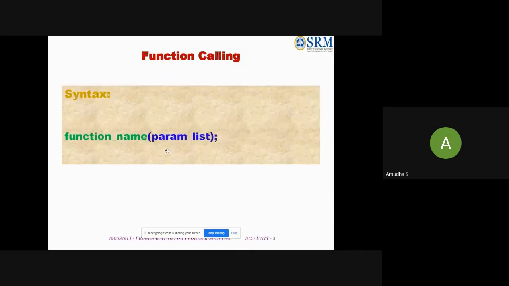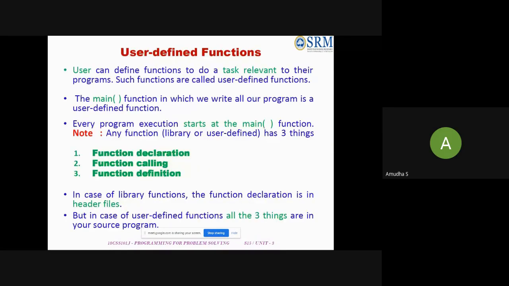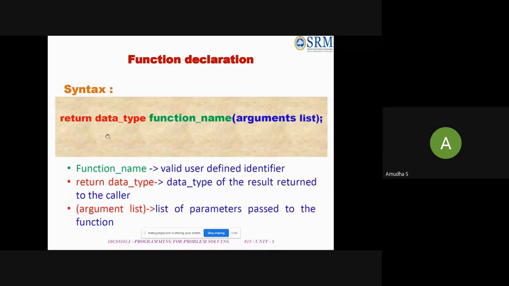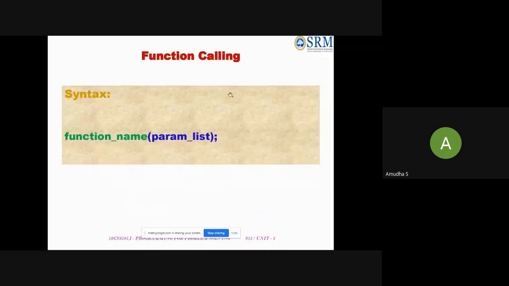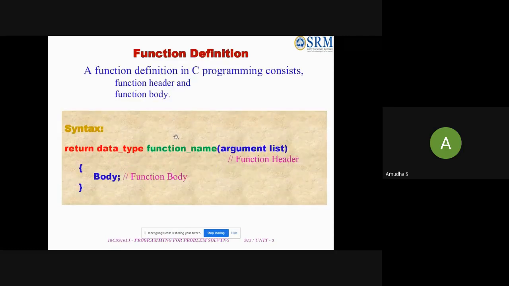That is your third part called function calling. So what are your elements? First one is the function declaration. In function declaration, we mention the return type of the function, the function name and the number of arguments you are passing. Then function calling is when you are linking this subfunction in your main program; this calling statement will help. So function name followed by the parameter list you have to pass with a semicolon. This is the syntax for function calling. Whereas the function definition's syntax is similar to declaration followed by open brace, close brace, then a set of statement block.